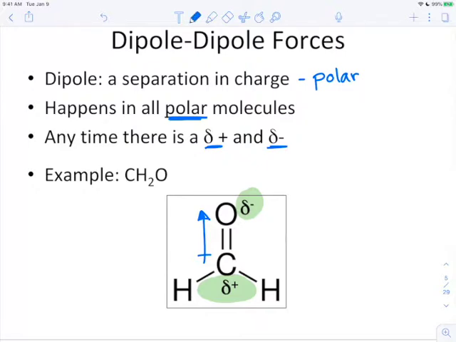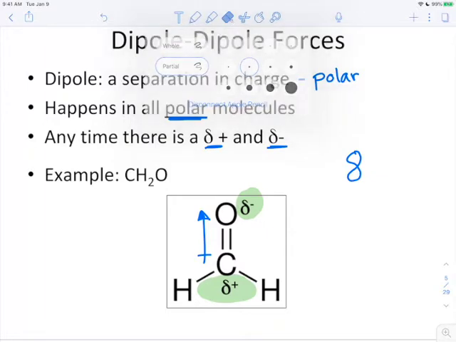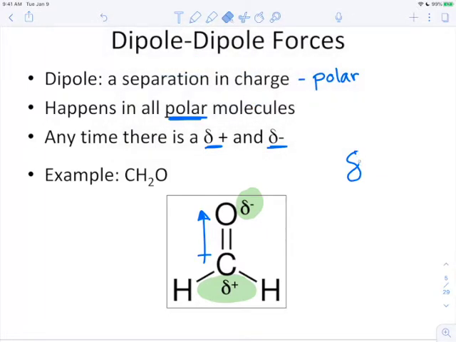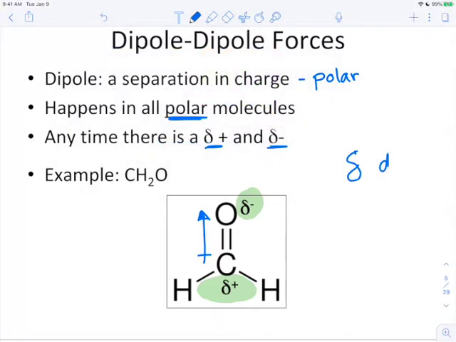So just to remind you from last class, this delta looks sort of like an 8, except it's missing this little piece right here. This is delta. It's a lowercase delta, so here it doesn't mean change, it means partial. So here we're saying the oxygen is partially negative and the carbon and hydrogens are partially positive.